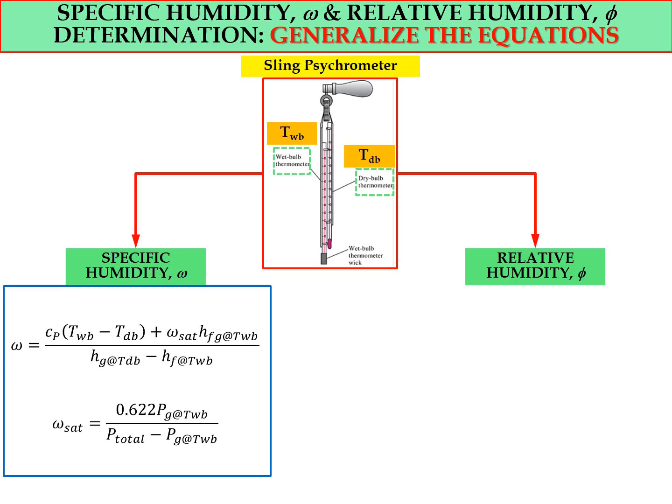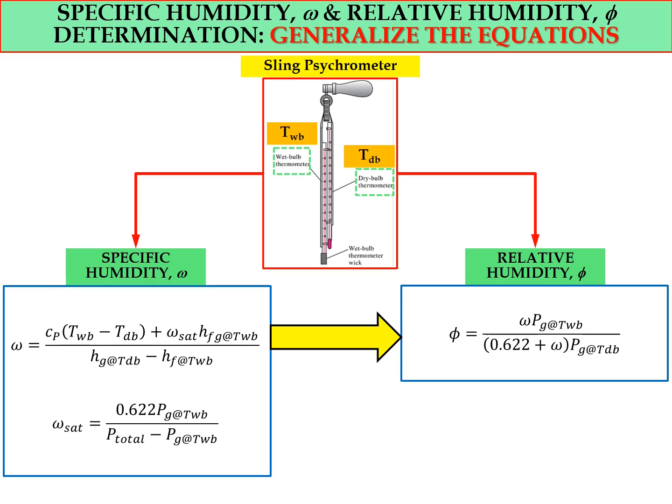In terms of relative humidity psi, we can use the formula where psi equals omega times Pg at TWB divided by 0.622 plus omega, multiplied by Pg at TDB, the dry bulb temperature. From this equation we can determine the humidity value, for specific humidity and also for the relative humidity.